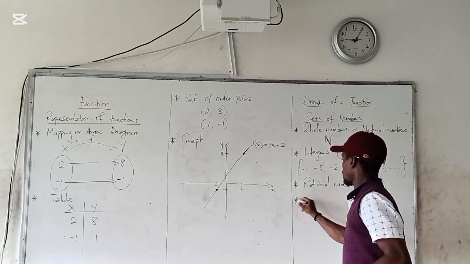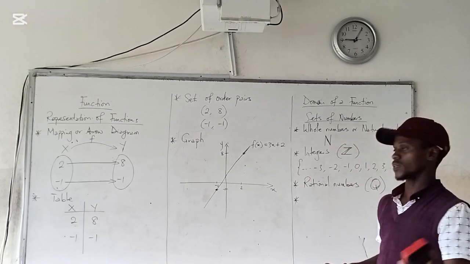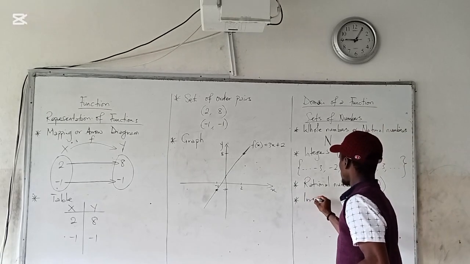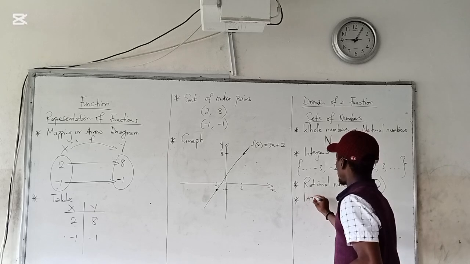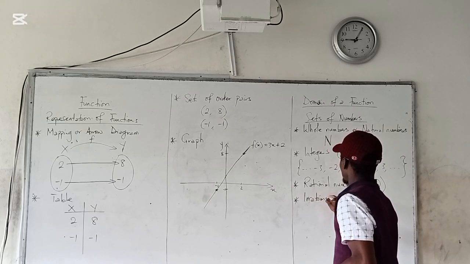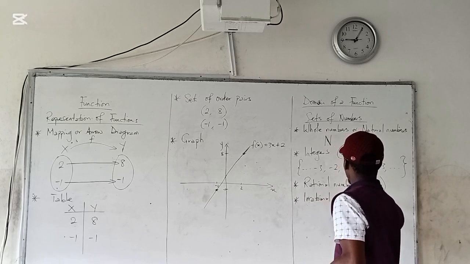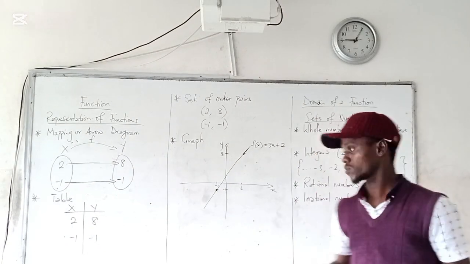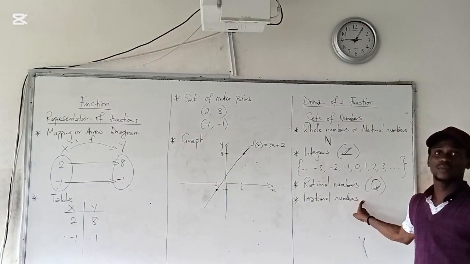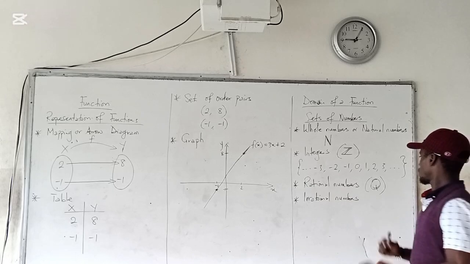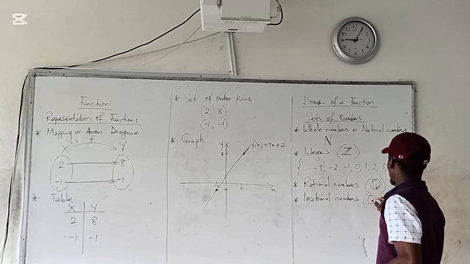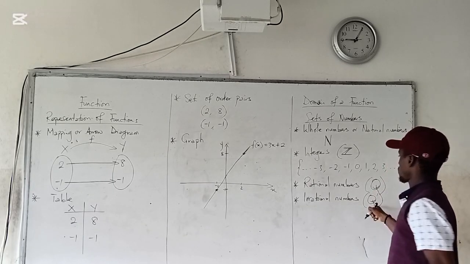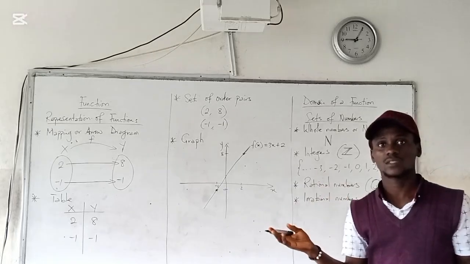Then we have irrational numbers. These are numbers that cannot be expressed as a fraction. If I want to write them, I can write them as Q prime. Numbers that cannot be expressed as a fraction.